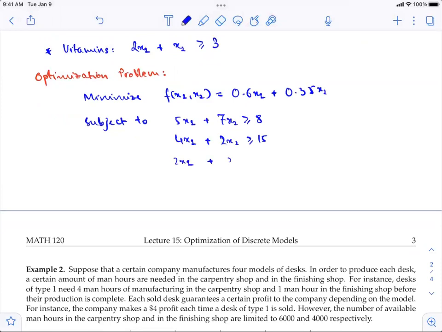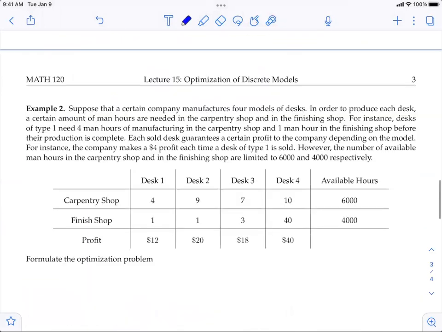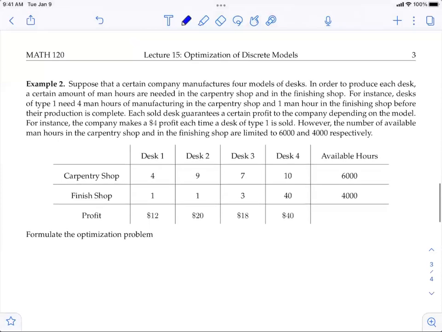2x1 plus x2 is greater than or equal to 3, and x1 is greater than or equal to 0 and x2 is greater than or equal to 0. So that is how you formalize an optimization problem. All right, so moving on to the next example, let's try to formalize this particular problem.